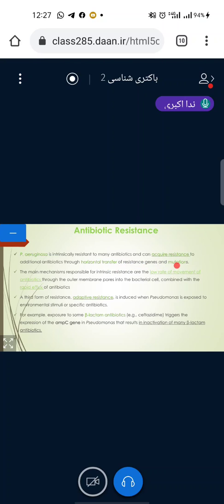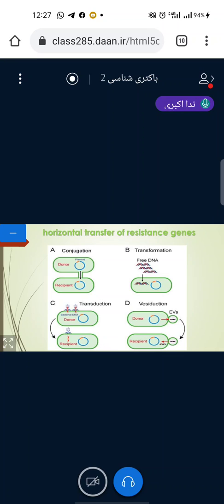Of course, all of you know the meaning of mutations, but what does it mean, horizontal transfer of resistance genes? You can see this slide. Different methods of horizontal transfer of resistance genes. And what is the difference between horizontal transfer and vertical transfer? Please focus on this slide.